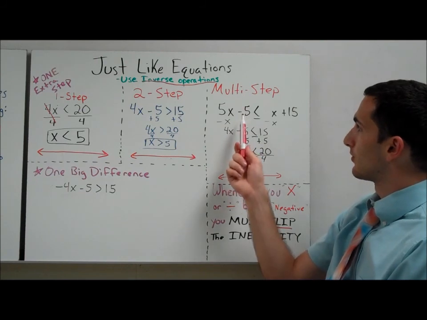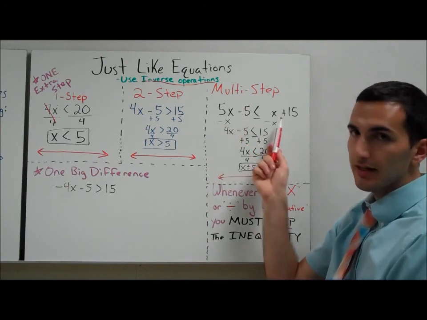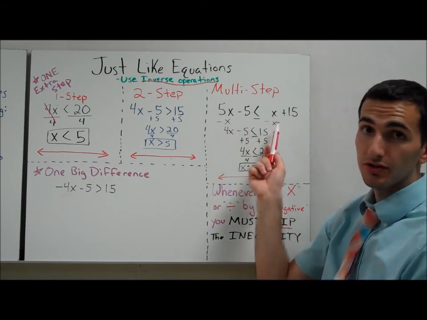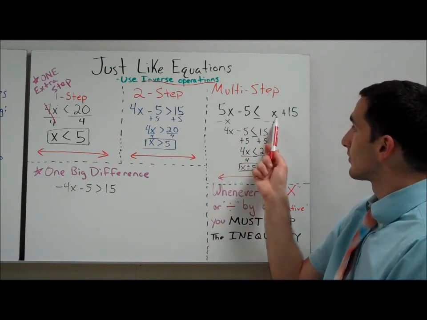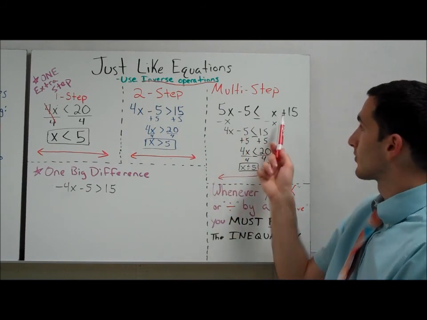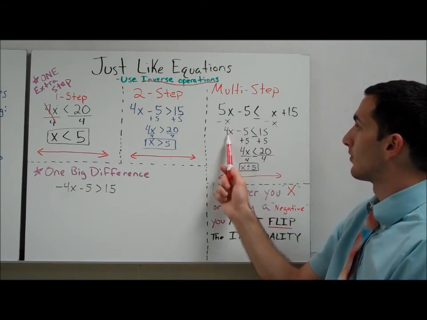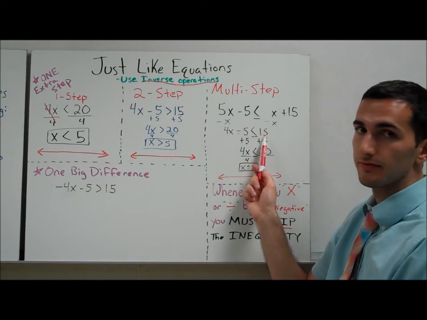And in the last one here, we see we have a multi-step inequality. The first thing we want to do here is look to see if we can simplify either side. Both sides are already simplified. Then we try to get all our variables onto one side. We see we have a variable here and a variable here. So I'm going to subtract x from each side. I get 4x minus 5 less than or equal to 15.